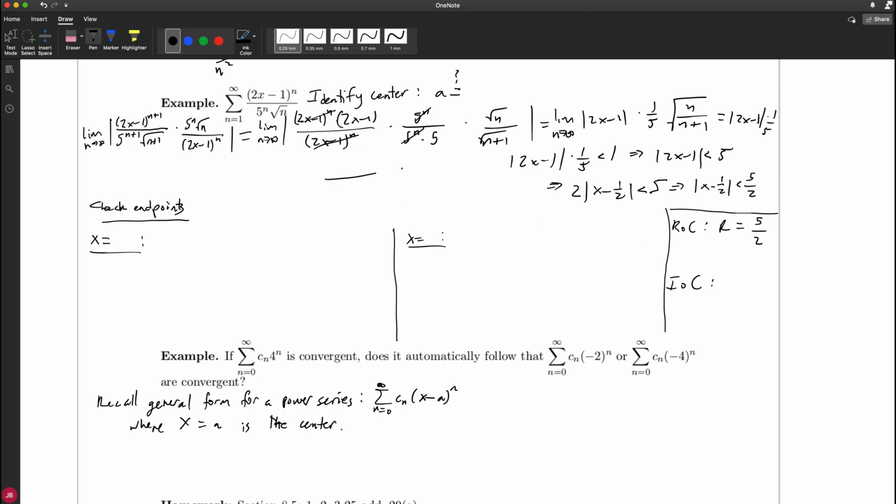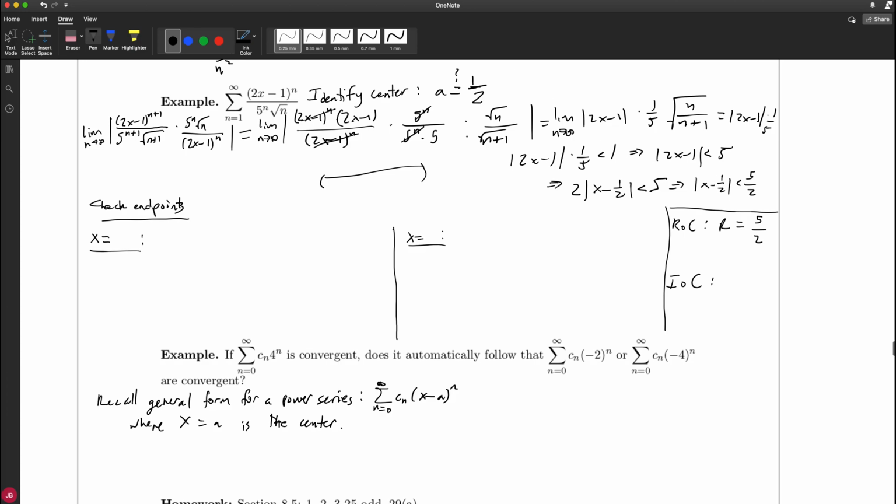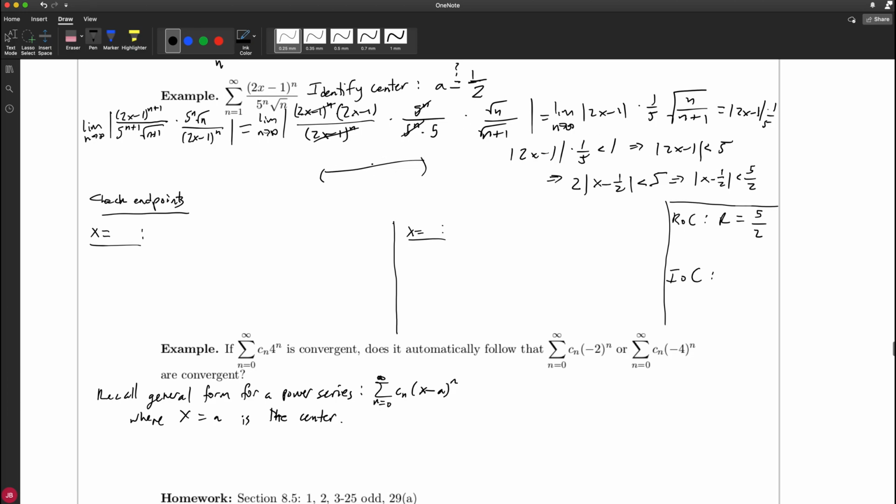And so let's look at what the center is. The center is now 1/2, right? And so with my center 1/2, I'm allowed to go 5/2 units in either direction. If I add 5/2, I get over here to 3. And if I subtract 5/2, I'm back here at minus 2. So the first endpoint I'm going to plug in is minus 2. And you'll notice if I plug in x equals minus 2 here, I get minus 4 minus 1, all to the n.